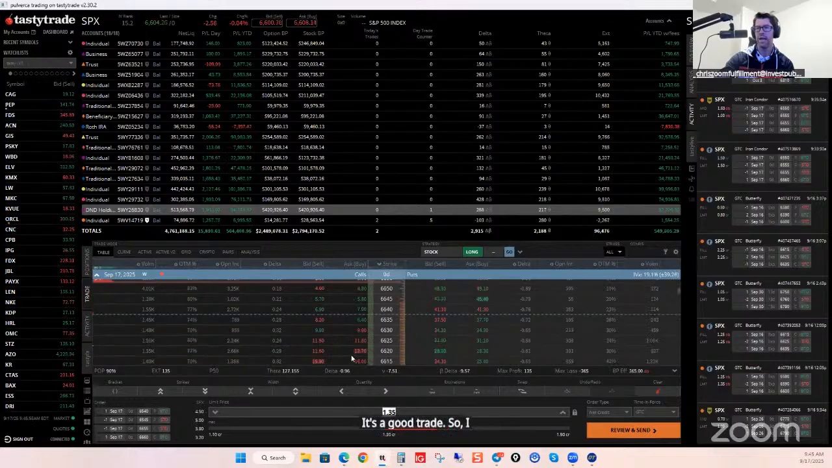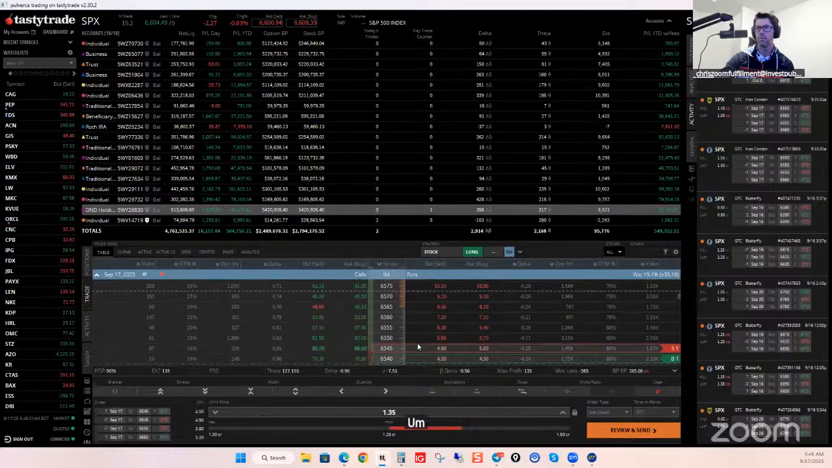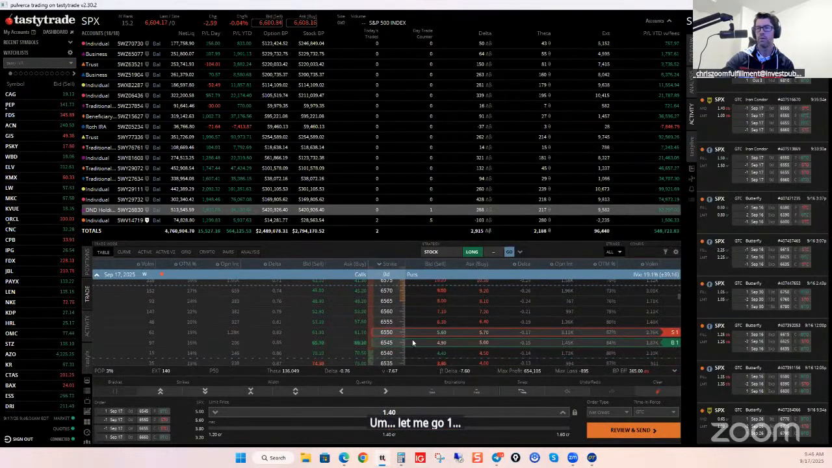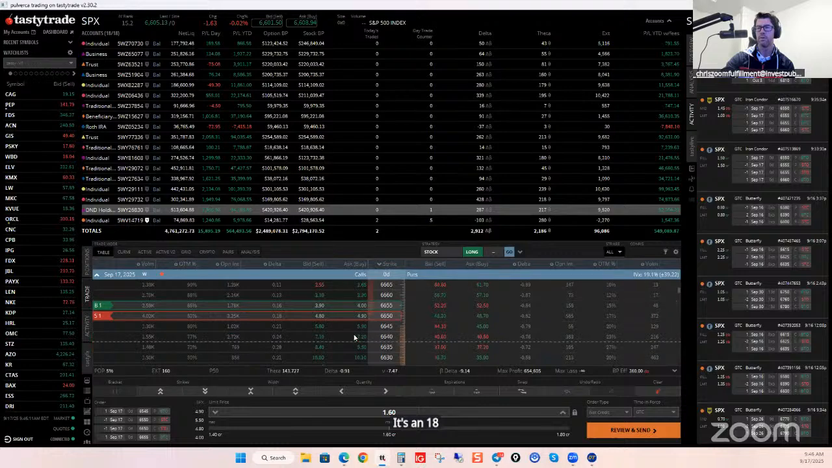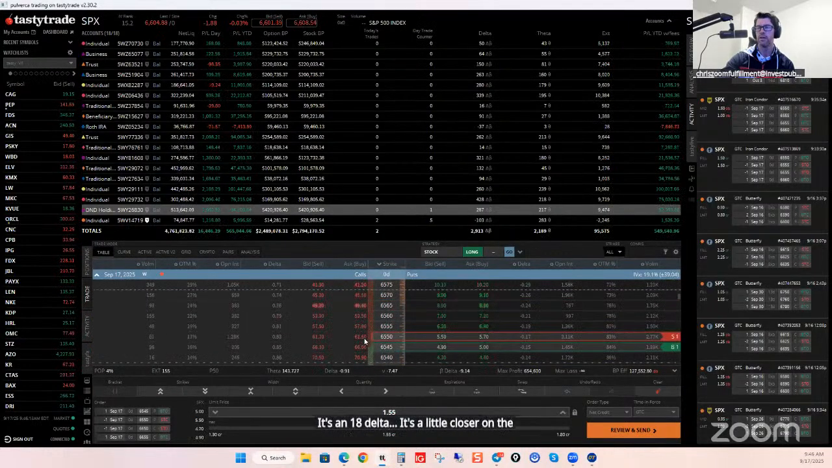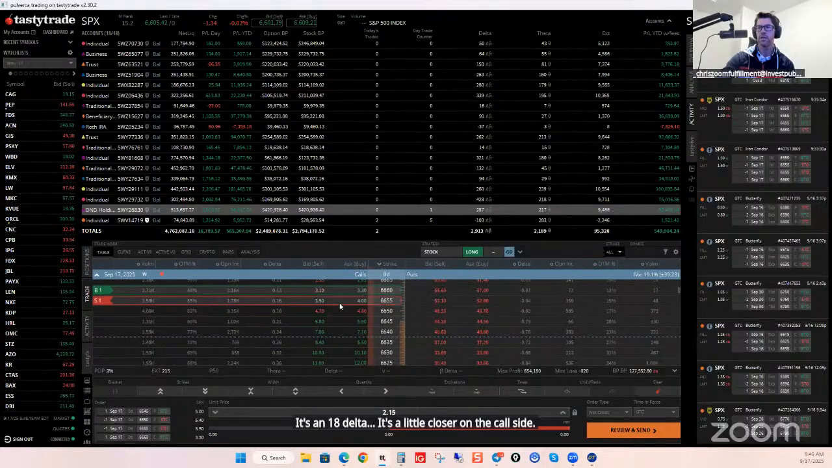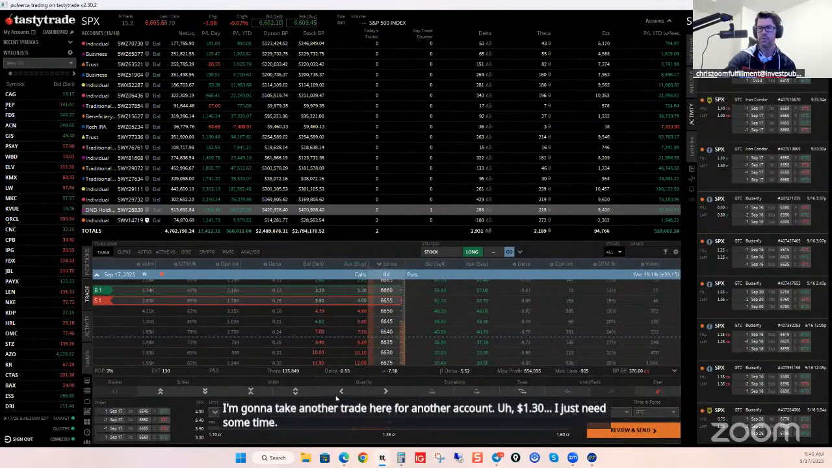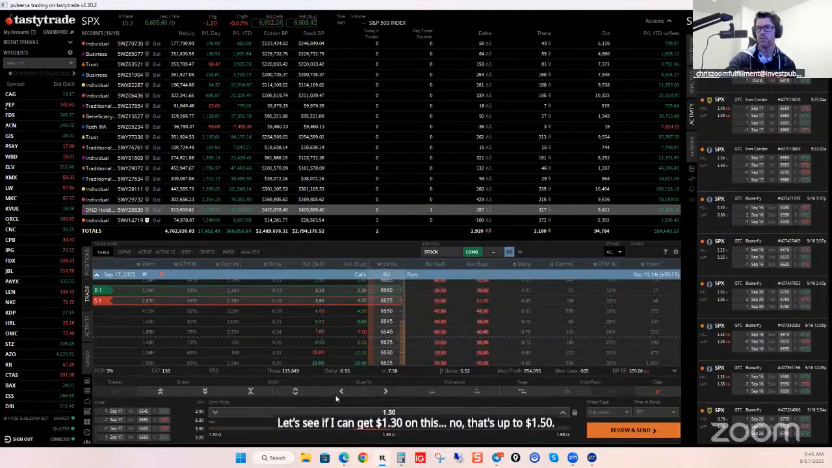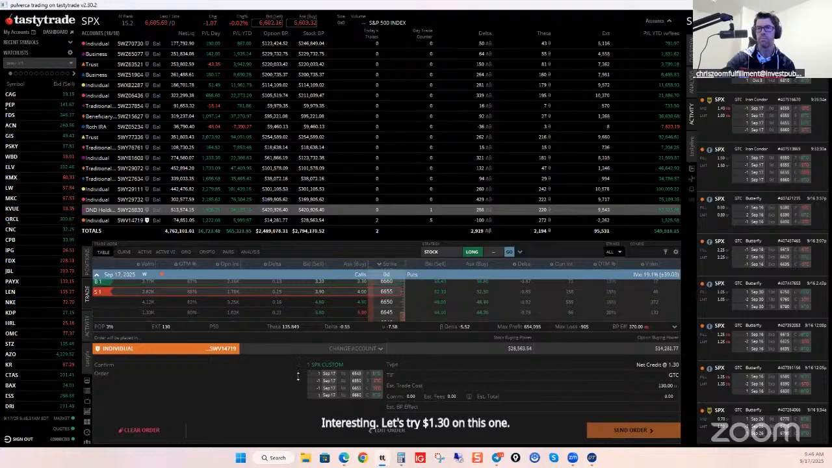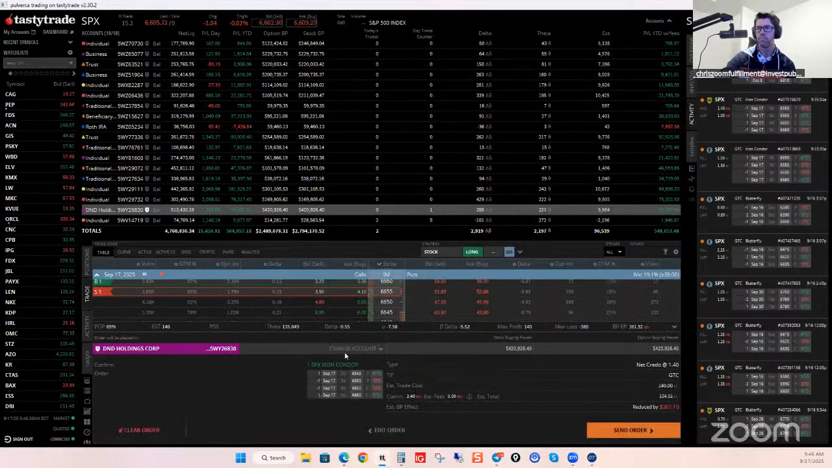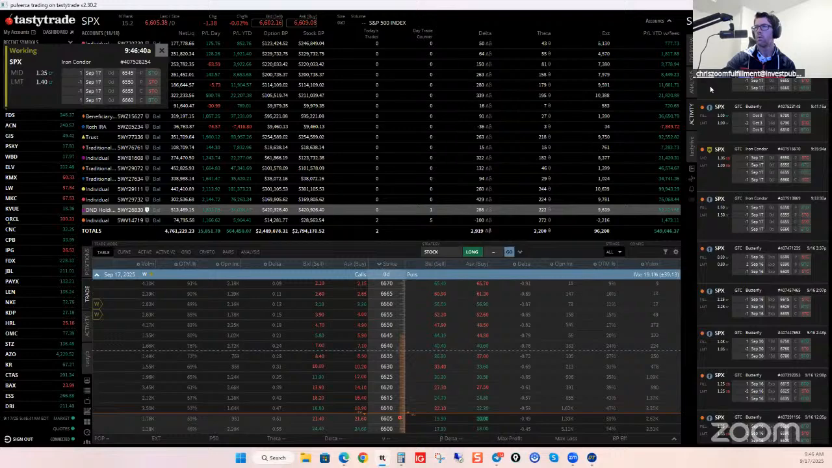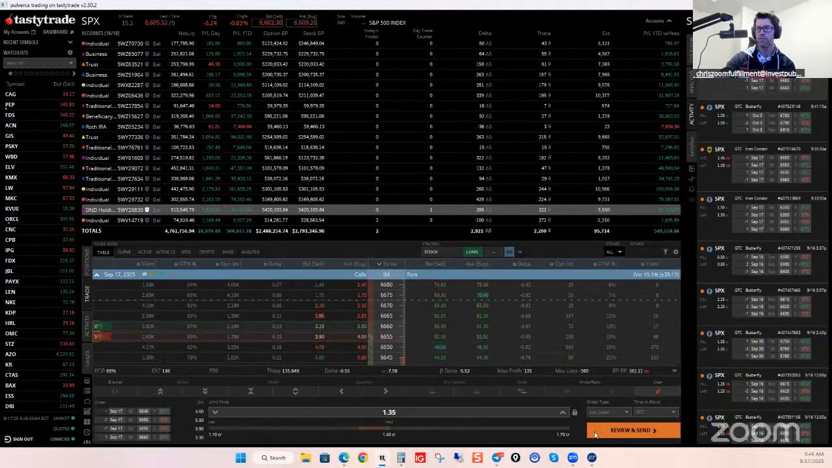So I actually don't mind adding this position. Let me go one. That's a 17 delta. It's an 18 delta. It's a little closer on the call side. I'm going to take another trade here for another account. $1.30. I just need some time. Let's see if I can get $1.30 on this. No, that's up to $1.50. Interesting. Let's try $1.30 on this one. Okay, $1.35.